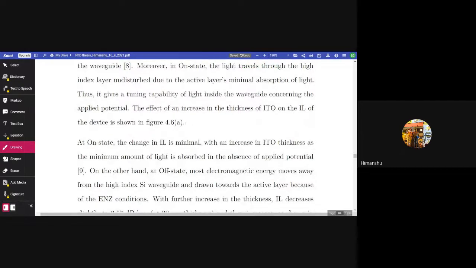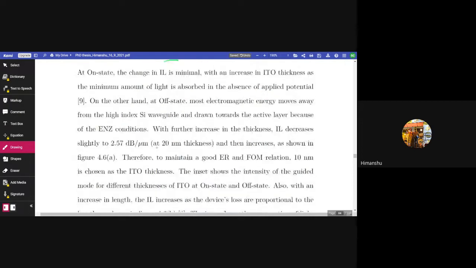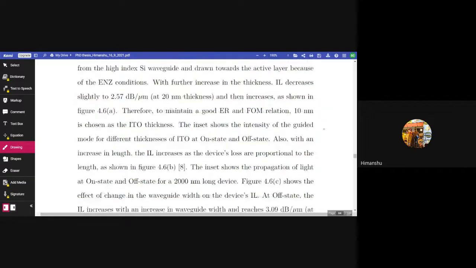The effect of an increase in thickness of ITO on the insertion loss of the device is shown in figure 4.6a. At on-state, the change in IL is minimal with an increase in ITO thickness, as the minimum amount of light is absorbed in the absence of applied potential. Reference 9. On the other hand, at off-state, most electromagnetic energy moves away from the high-index Si waveguide and is drawn towards the active layer because of the ENZ conditions. With further increase in the thickness, IL decreases slightly to 2.57 dB per micrometer at 20 nanometer thickness, and then increases, as shown in figure 4.6a.